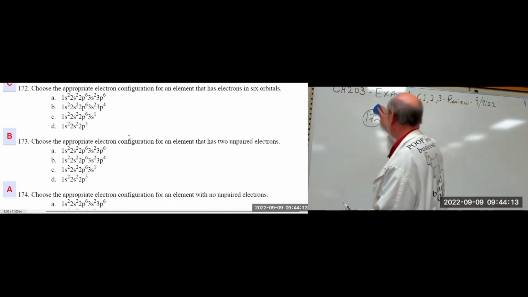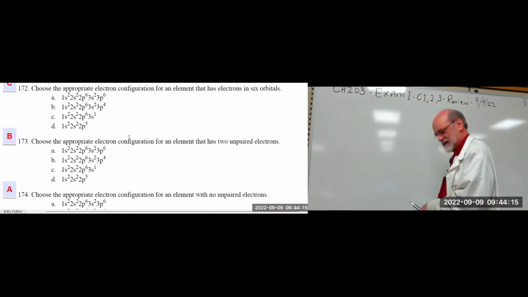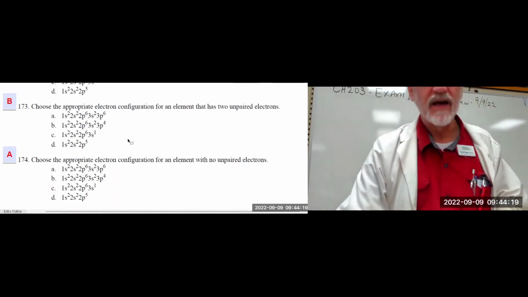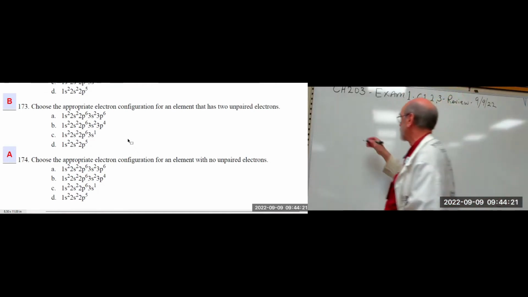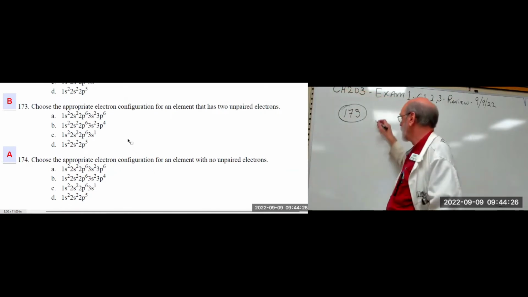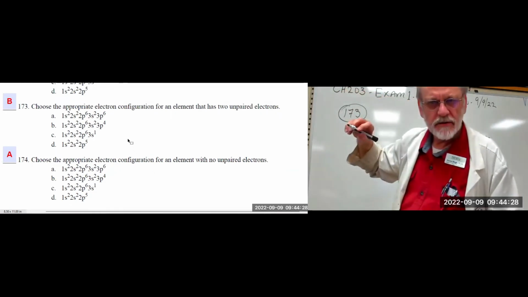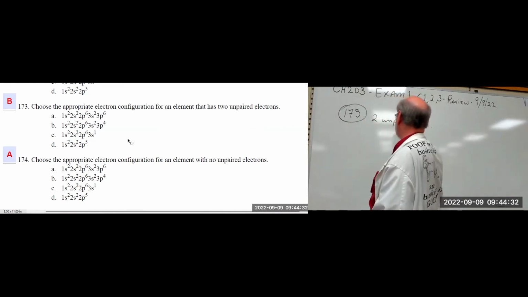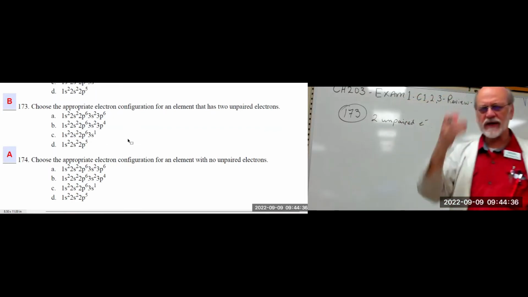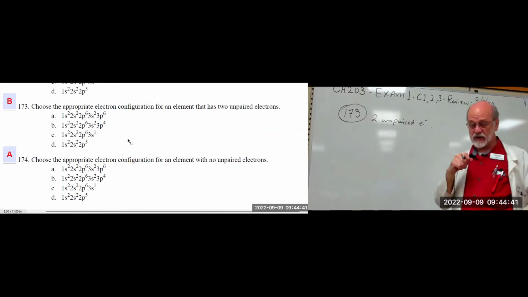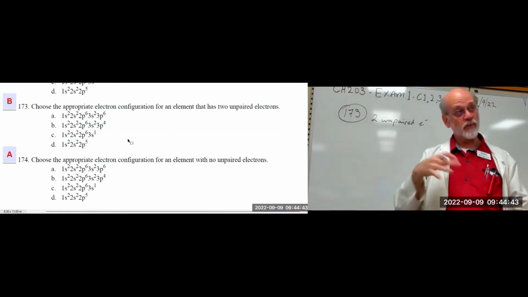Let's look at one more. This is a good one too, 173. We want to find 2 unpaired electrons. Two unpaired electrons. Okay. That could come from either S's or P's.